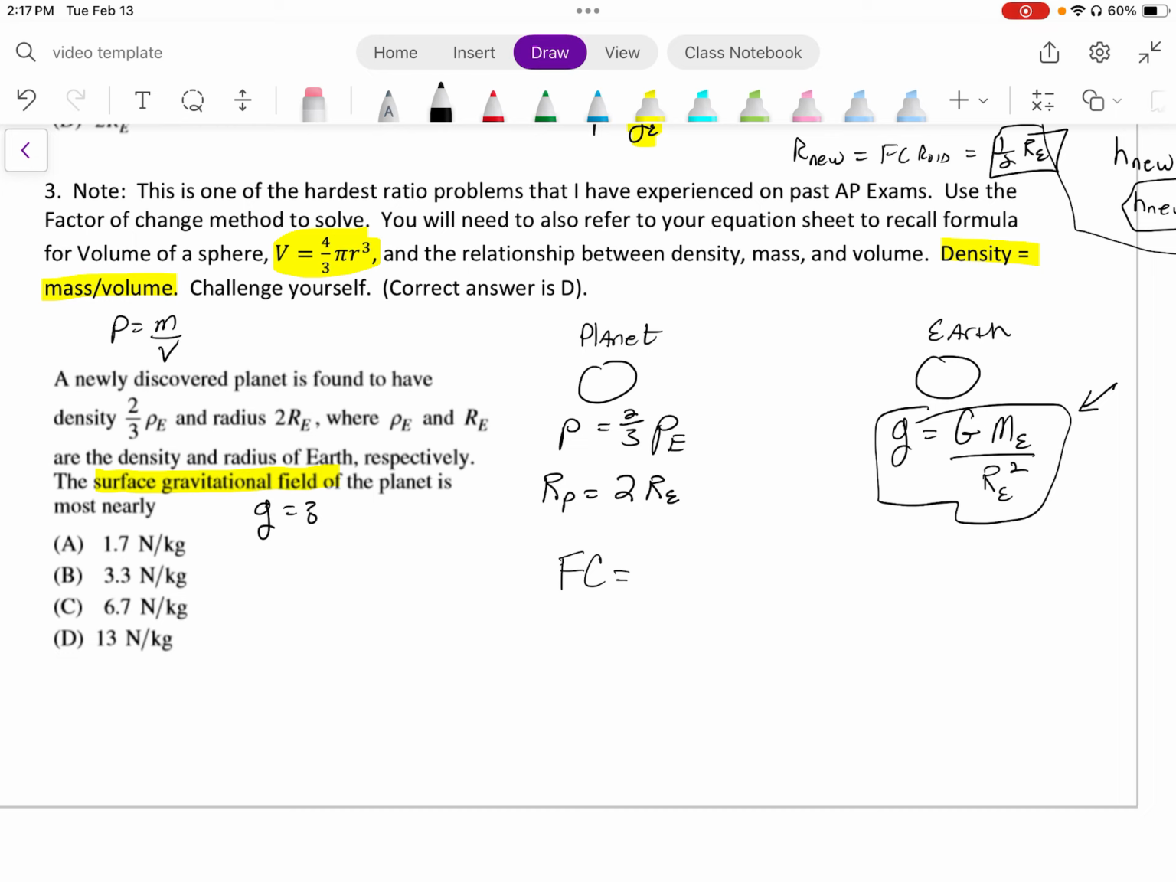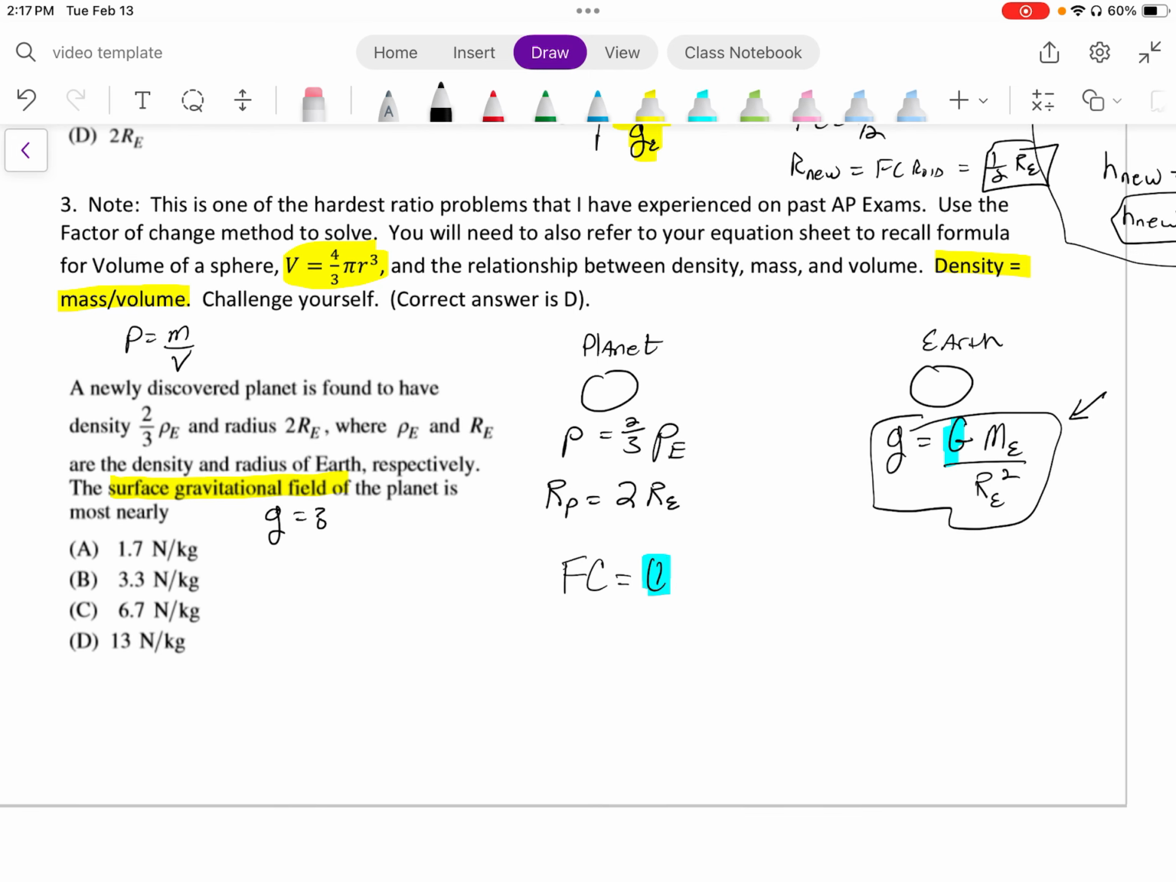So look at each item. Big G. Does big G change? No. Does the mass of this planet change? Yes. We don't know how much it changes. I'm going to come back to that because we have to figure that out. It's almost like a double factor change problem. Does the radius of this planet change? Yes. They told me that the radius is twice that of Earth. So there's 2. Now I've got to deal with this change in mass.